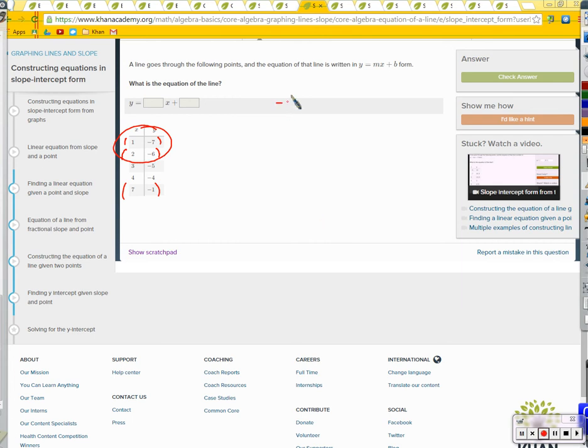If I use these 2 points, it's the exact same thing as before. I find the slope: negative 6 minus negative 7 over 2 minus 1. Negative 6 minus negative 7 is 1, and 2 minus 1 is 1, so the slope is 1. And then for x and y, I can use any x and y that I want. I don't even have to use one that I used before. So the y is negative 4, I'm plugging in negative 4 for y, 1 for the slope, and 4 for the x.